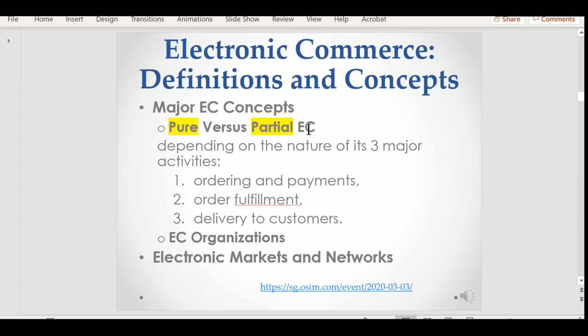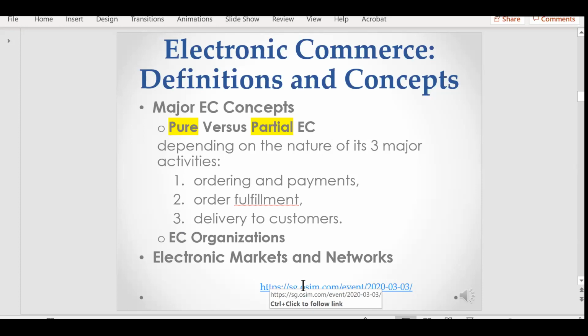Nowadays there is a very good mix of this partial e-commerce, such as NTUC FairPrice. NTUC has physical shopping malls and supermarkets, and yet at the same time they have an online presence as well, where you can make orders and payment online. You can also track order fulfillment. Order fulfillment usually refers to logistics tracking, so that you can track the last mile delivery, whether the order has been sent out and delivered, etc. And it also involves delivery to the customers.